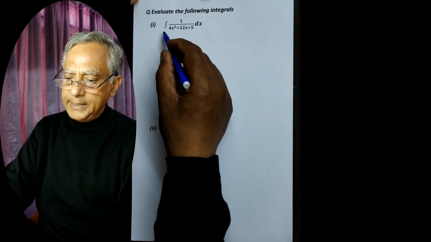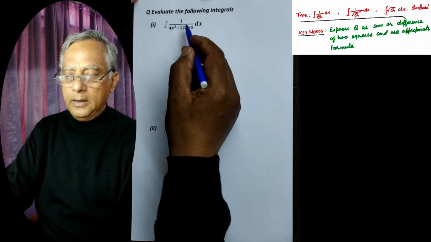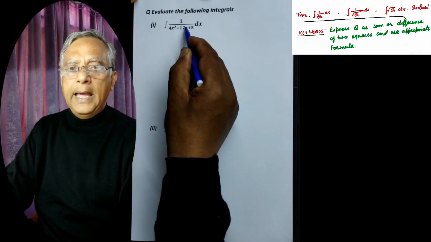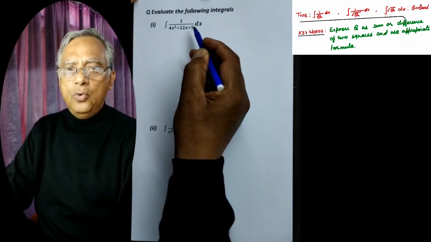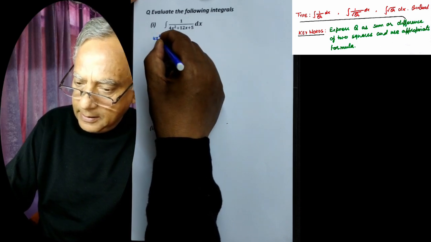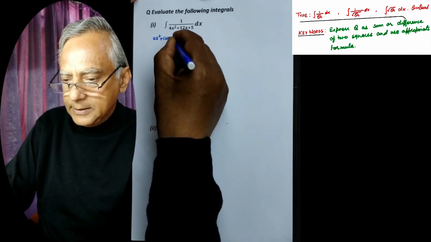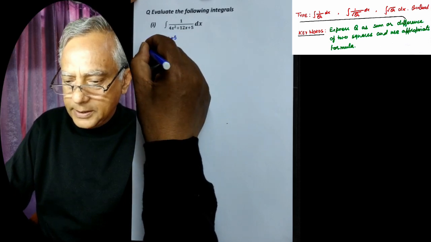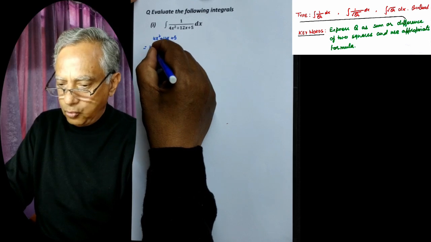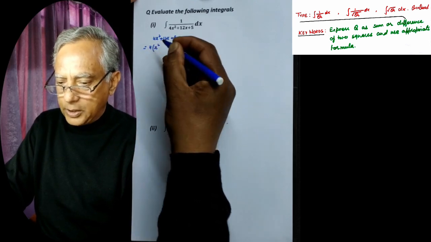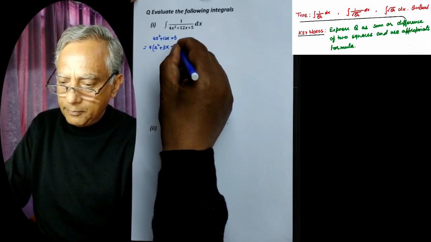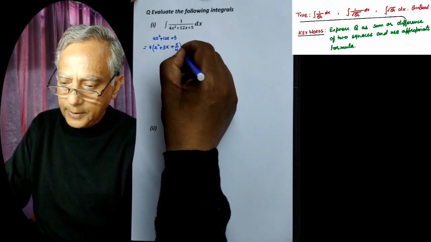Now the first question is this. This is 1 over a quadratic. So we express this quadratic as a sum or difference of two squares. So we write 4x square plus 12x plus 5 is equal to, take 4 common, so the coefficient of x square will be unity, plus 3x plus 5 by 4.